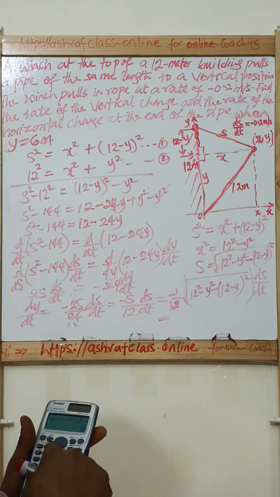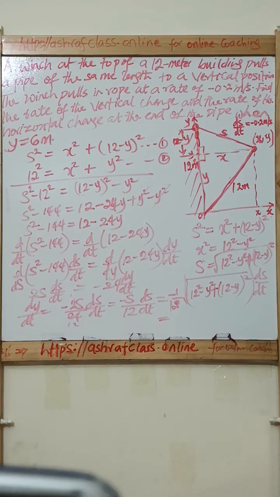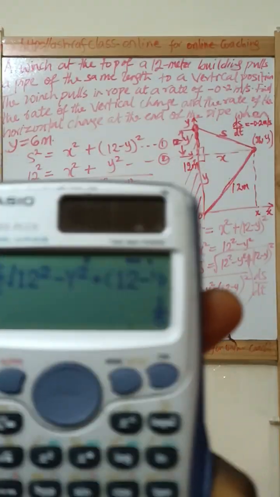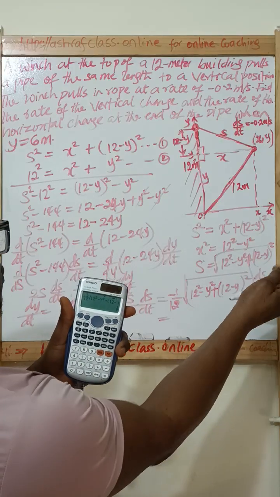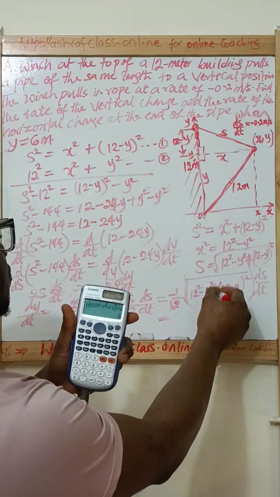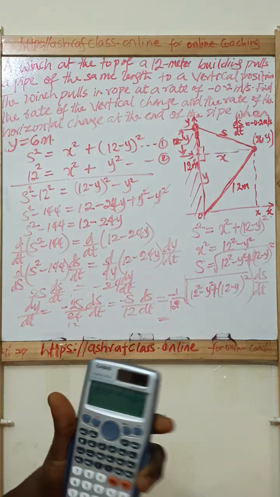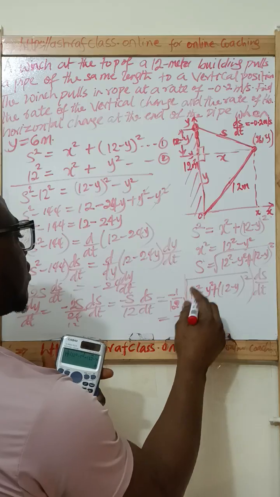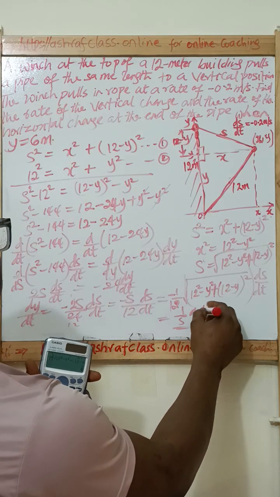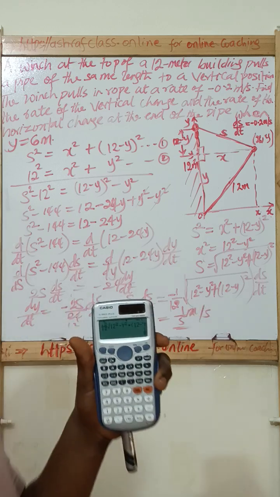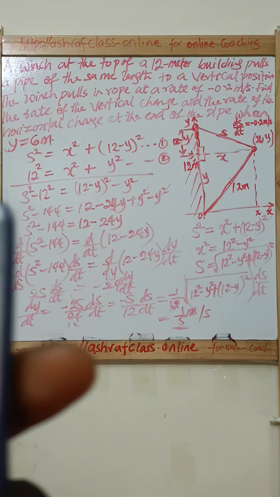12 minus 0.2. Okay, so looking at this, this is supposed to be plus. Then that will give us plus here. And then by the time we put everything in the bracket, we get 1 all over 5. So 1 all over 5 is the answer, meters per second. That is for the dy dt. So now let's look for the dx dt.